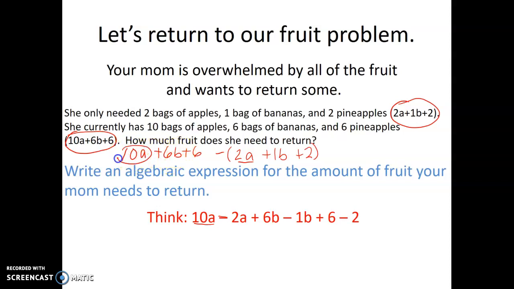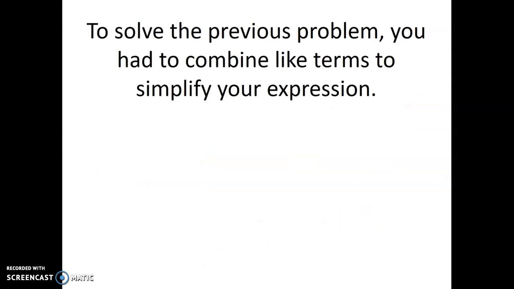Okay, so we have 10a and we're going to subtract 2a. Then we've got 6b and we want to subtract 1b from that pile to put in the pantry. So 6b minus 1b. Then we're going to take our 6 and we're going to subtract 2 from it and put it in the pantry. Okay, so let's see what she's left with. 10a minus 2a gives you 8a. 6b minus 1b gives you 5b, and 6 minus 2 gives you 4. So we have just simplified this expression by combining our like terms.